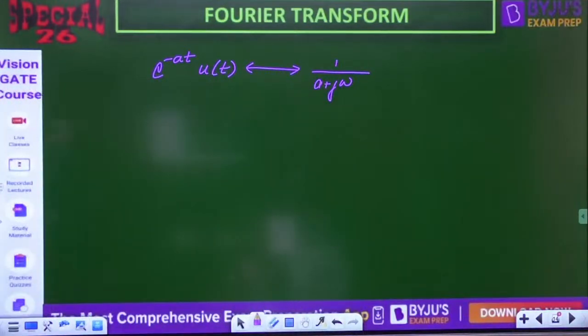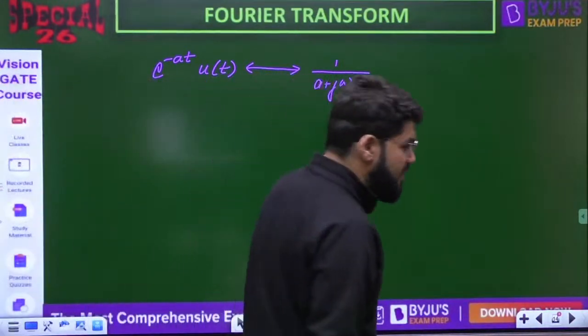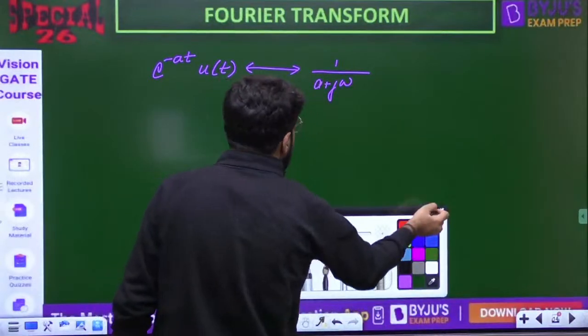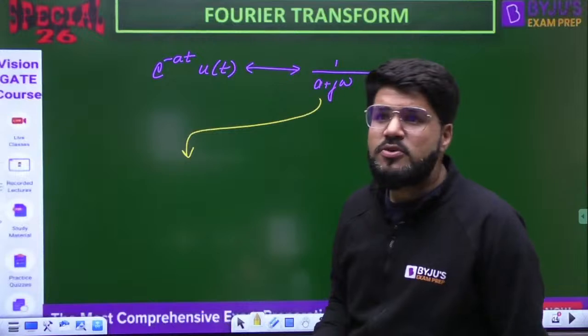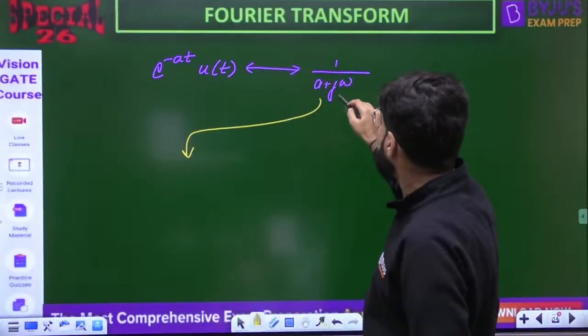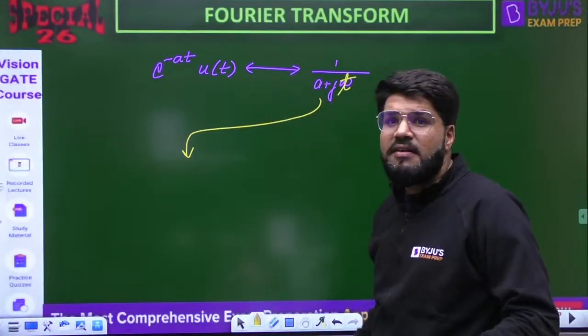What is the Fourier transform of e^(-at)u(t)? It is 1 upon a plus j omega. Now apply the duality. In duality, what do we do? We replace omega by t. Suppose this was a time function, 1 upon a plus jt.